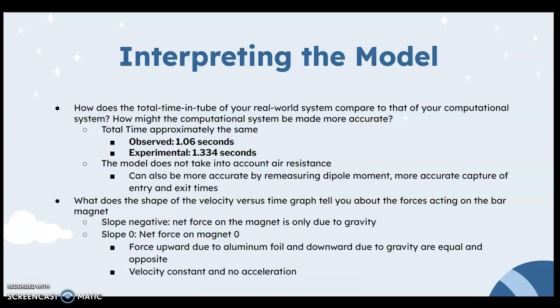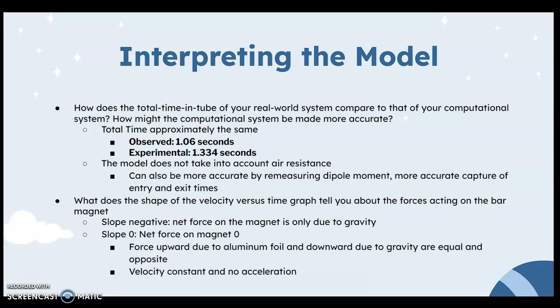How does the total time of the tube in our real-world system and our computational model compare? And how would the computational model be made more accurate? So the total time is approximately the same. The observed was 1.06 seconds and the experimental was 1.334 seconds. The model does not take into account air resistance, which we could add to make it more accurate. We can also be more accurate by remeasuring the dipole moment and having a more accurate capture of the entry and exit times of the magnet.